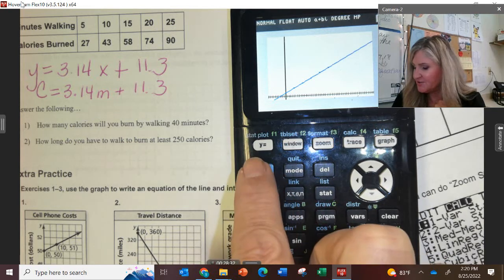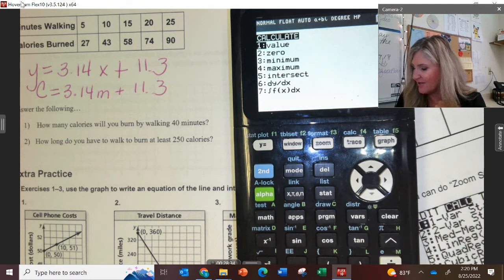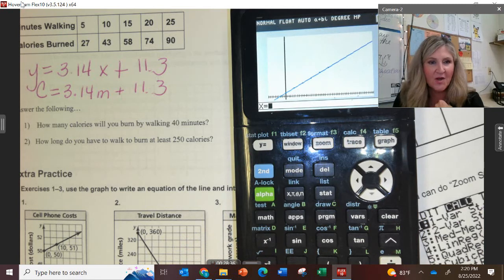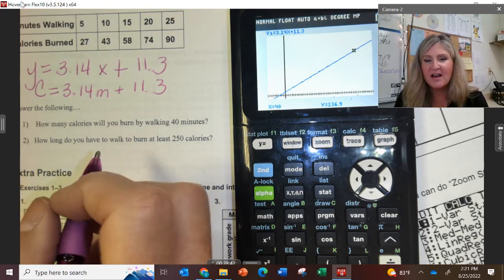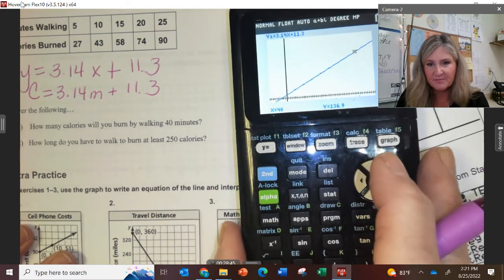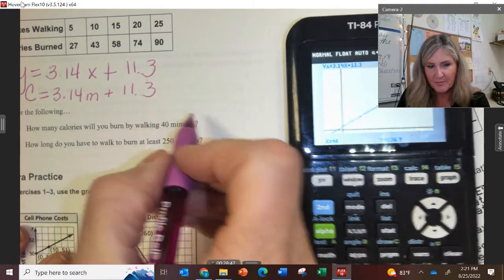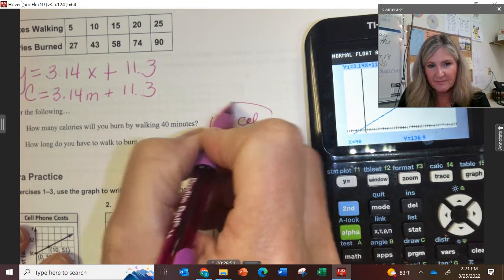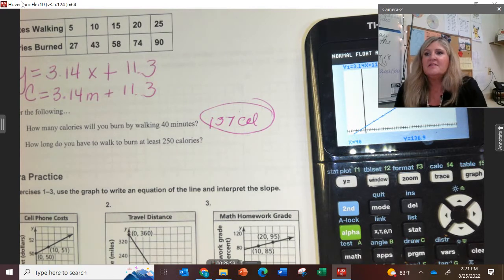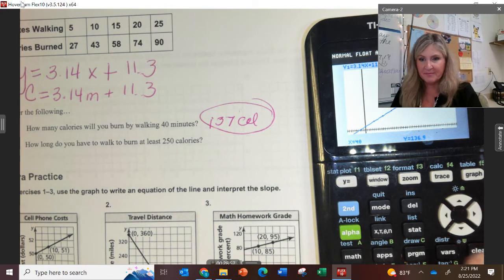Okay, so now I'm going to do second trace to calculate a value when X is what? What am I trying to figure out again? 40. There we go. Did you guys get it? 137? Did you guys get 137 calories? Okay.